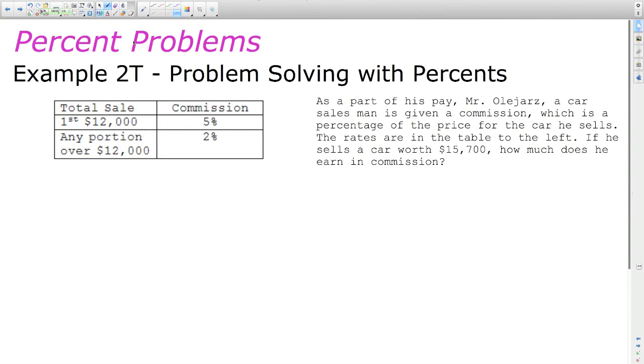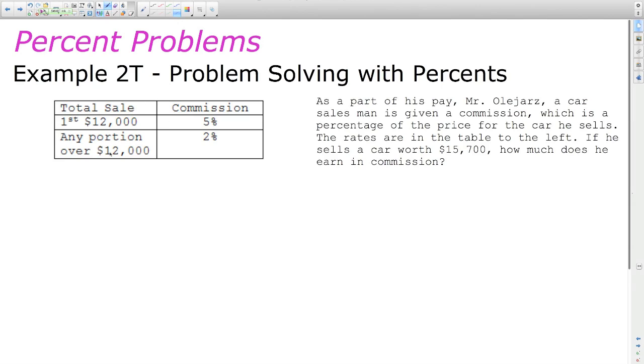In example 2t, we're going to be problem solving with percents, and specifically going to be working with commissions. As a part of his pay, Mr. Oliars, a car salesman, is given a commission, which is a percentage of the price for the car he sells. The rates are in the table to the left. If he sells a car worth $15,700, how much does he earn in commission?